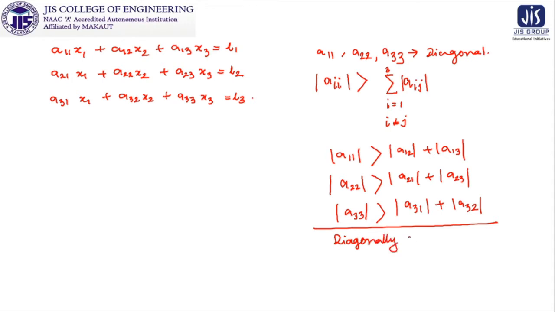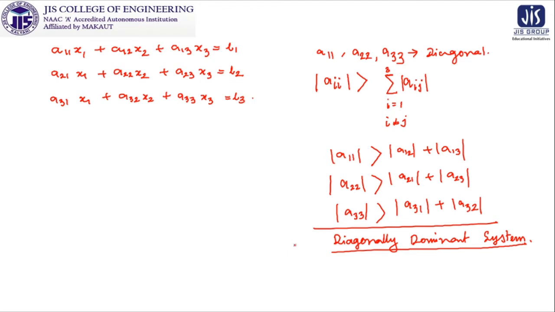If this happens, we call that system a diagonally dominant system. And if a system is diagonally dominant, then the method we are going to state now will be convergent. That means you will get the values of x1, x2 and x3 by following this process. It is guaranteed.